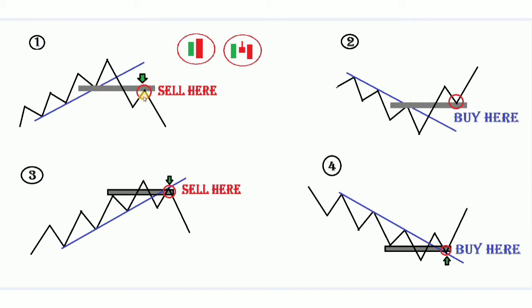Some of the things we'll be looking out for will be either an engulfing bar, a pin bar, or something to show a bearish presence, something to show that the bears or the sellers are in power. If it's an uptrend, you are looking for sellers to be in power so that the price can go down. If it's a downtrend, you are looking for buyers to be in power so that the price can go up.